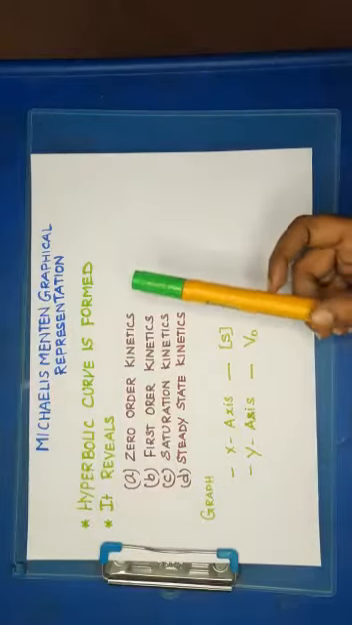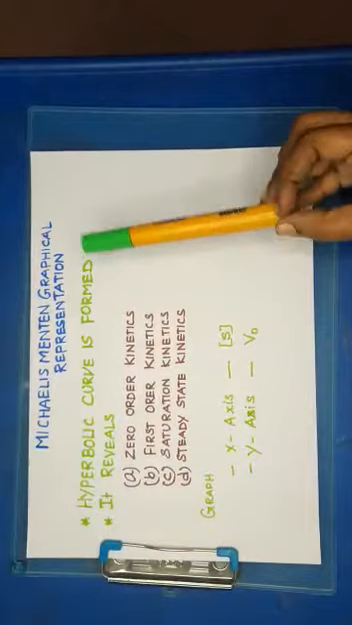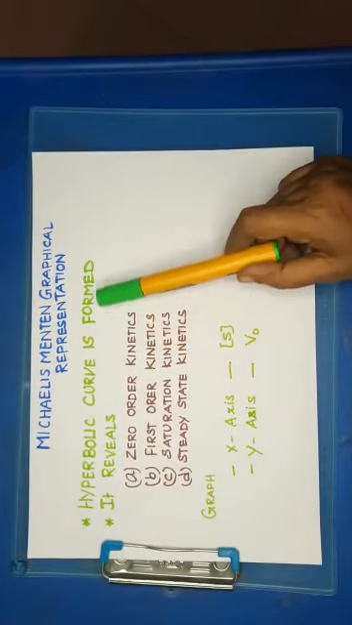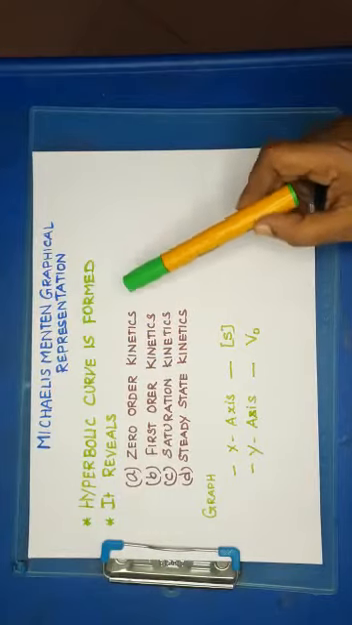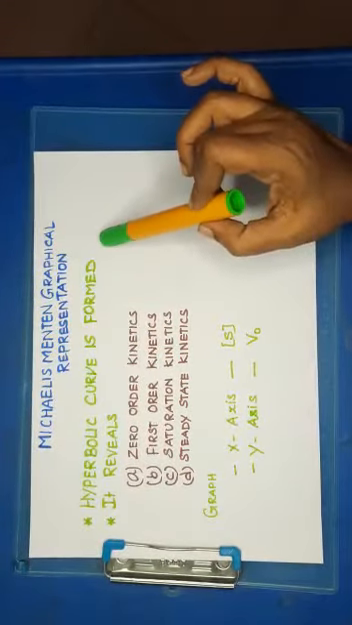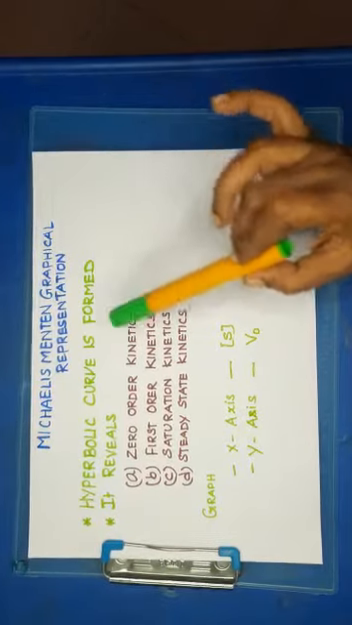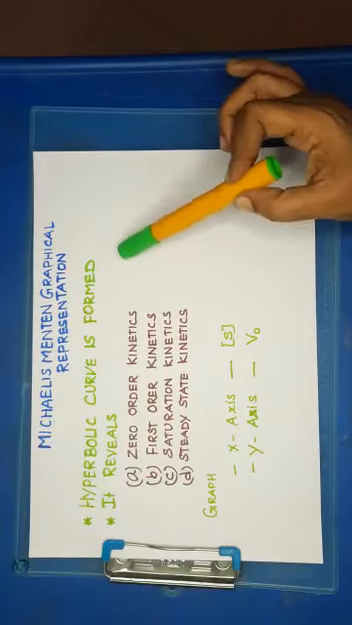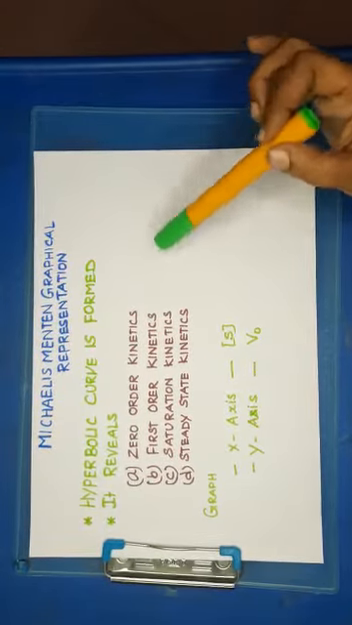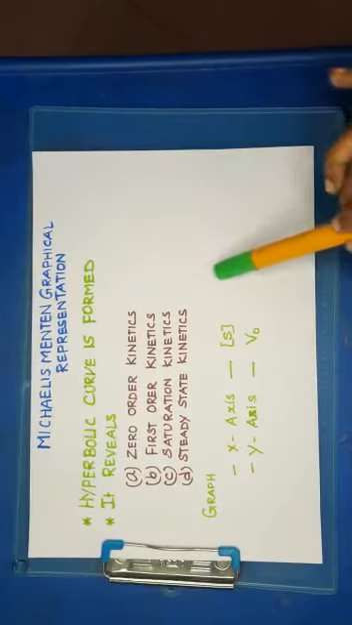Hi guys, in this video I am going to explain Michaelis-Menten graphical representation. It is a hyperbolic curve. A hyperbolic curve is formed by its mathematical representation. From this graph we can understand zero order kinetics, first order kinetics, saturation kinetics and steady state kinetics. So we are going to start with the graph.